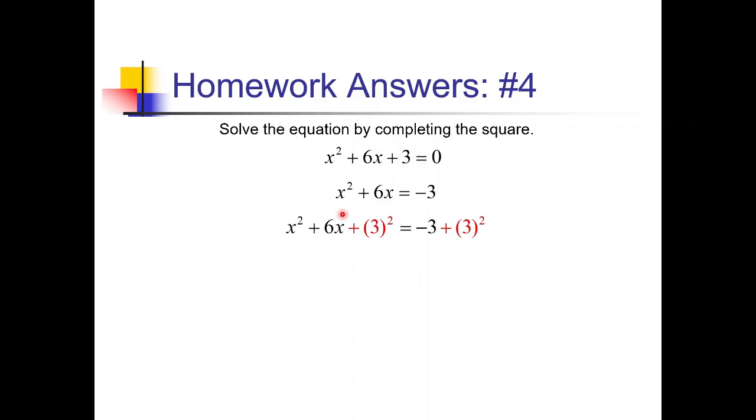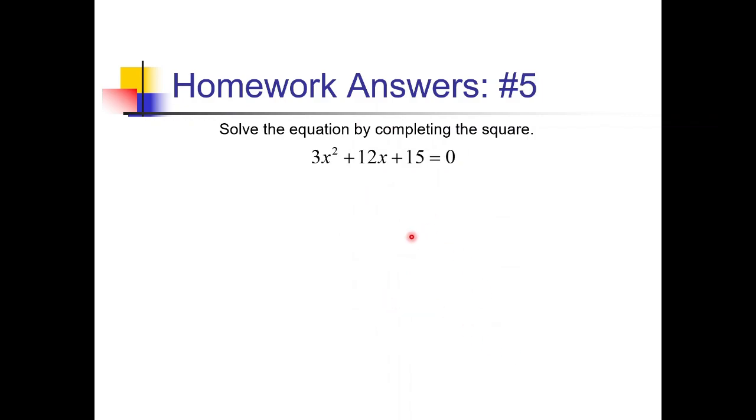Now that I've done that, I can factor my left side as x plus 3 quantity squared. And on the right side, I still have this negative 3 and a plus 9. With the squared binomial over here, I can square root both sides now. That leaves me with x plus 3 on the left, and on the right, we'll have plus or minus square root of, this is going to be 6. And then don't forget to actually move the 3 over here, so we'll have x equals negative 3 plus or minus radical 6.